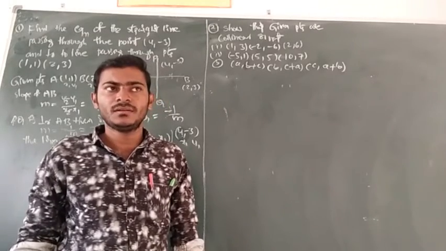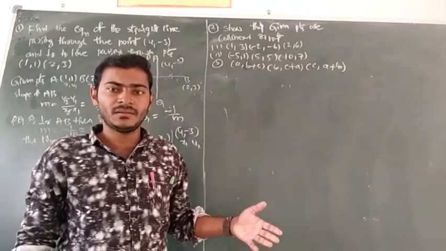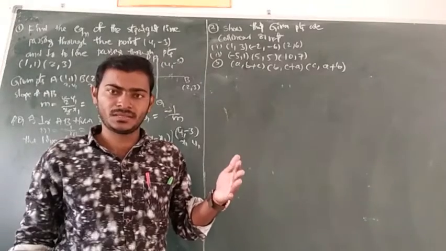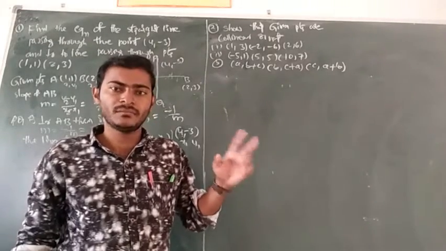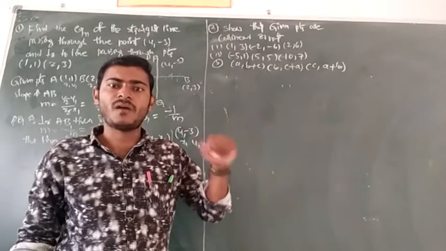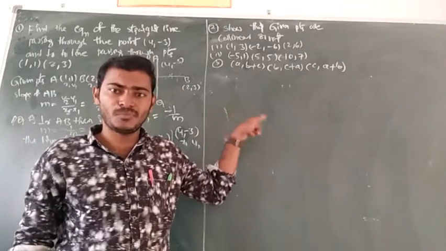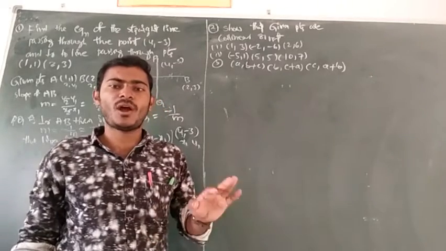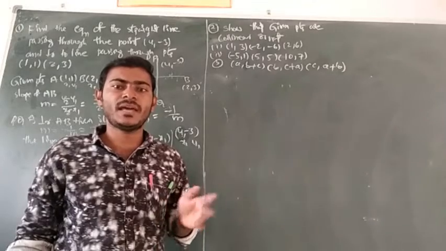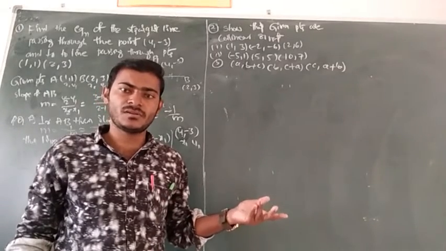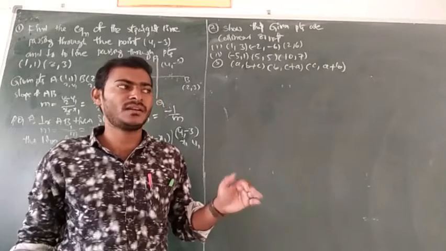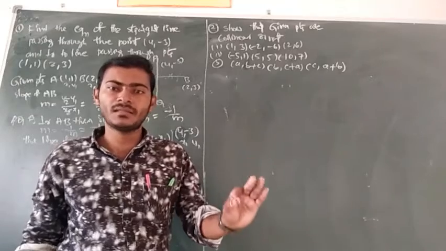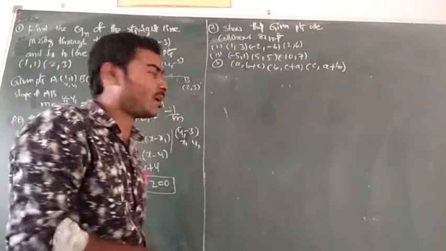Once again I am repeating. When three points A, B, C are given, first we find one straight line using any two points. After that we substitute the remaining point in that straight line. If we get 0, this means the point satisfies the line, so these points are collinear. If it is not equal to 0, those points are not collinear. Depending on this concept, today we solve these problems.